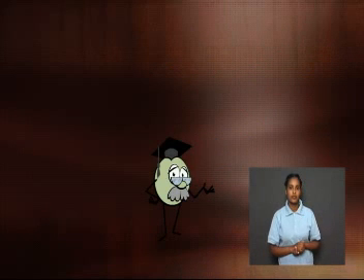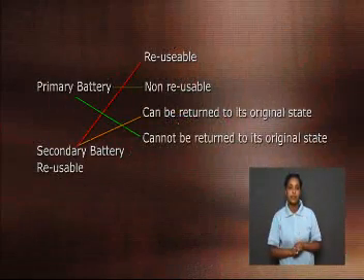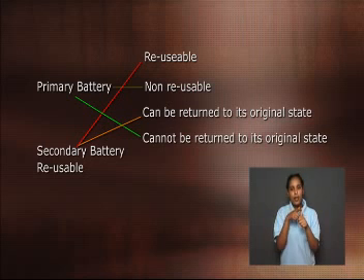Time's up. Let's get back to our lesson. Welcome back, students. Were you able to match each battery with the characteristics that best define it? If you said that primary batteries are non-reusable and cannot be returned to their original state, you are correct. You are also correct to say that secondary batteries are reusable and can be returned to their original state.